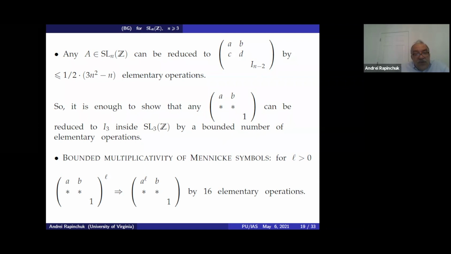of the block diagonal form, we raise it to the L-th power, where L is any positive integer, then it can be reduced to this matrix by a bounded number, namely by 16 elementary operations. That's a direct computation. There is no reason for that to be true in general, but that's what happens.